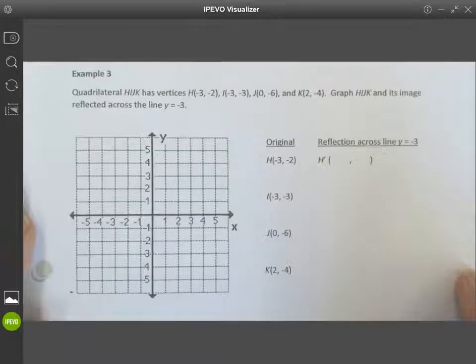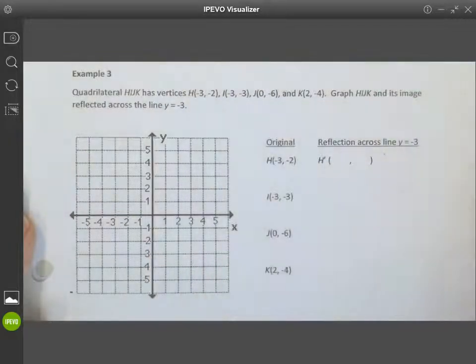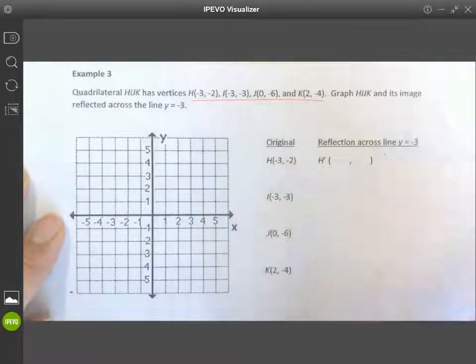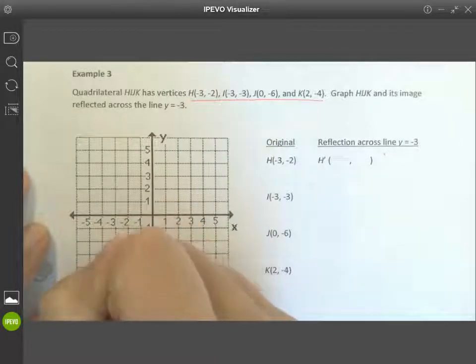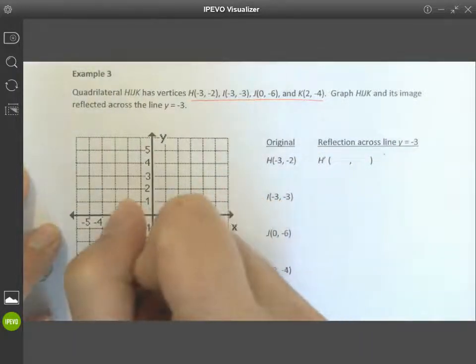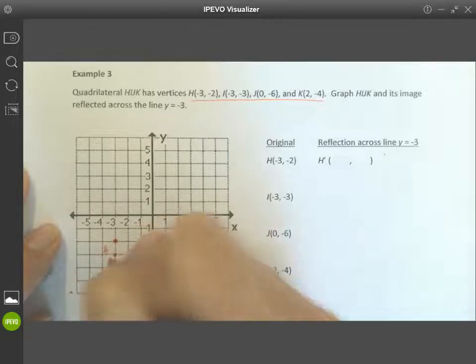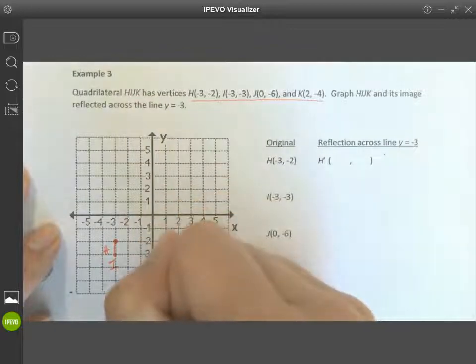It is example 3. We have the HIJK again, but notice the points are different, so it's going to be a different figure. Did you catch that? So take a minute, let's graph this, but now we're going to reflect it somewhere different. So here I go. H is -3, -2. That's H. And then I, -3, -3. Oh, I'm going to have to write below it. So H and then I, connect those. J is 0, -6.